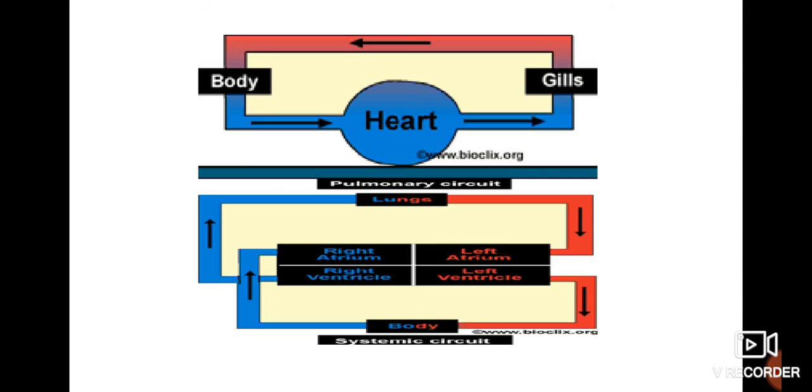Once deoxygenated blood from the whole body is carried by the veins, it will enter the right atrium. Number two, when oxygenated blood comes up from the lungs, it will enter the left atrium. This type of circulation, which is seen in human beings, is known as double circulation.